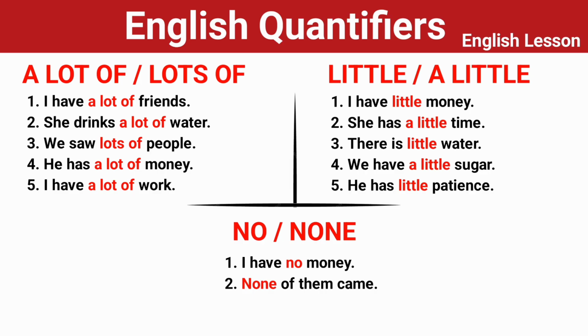No or none. No means not any or not one of something. None means not any of a group or amount. For example, I have no money. None of them came.